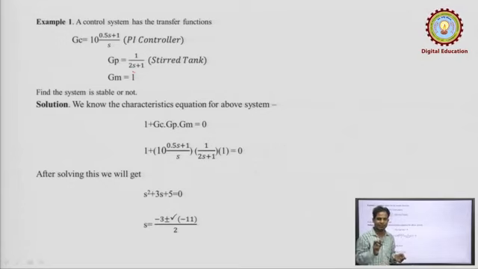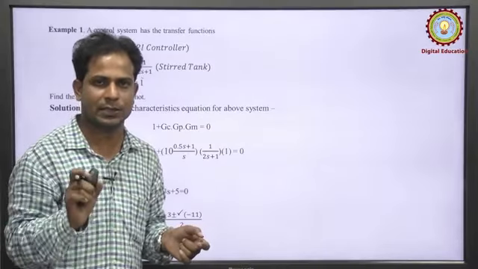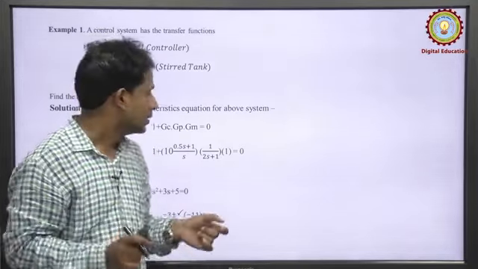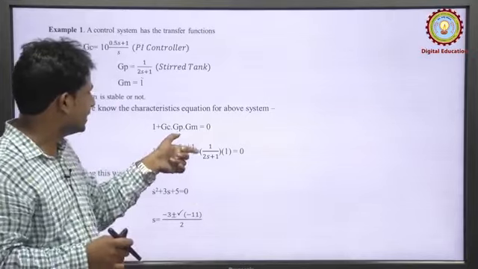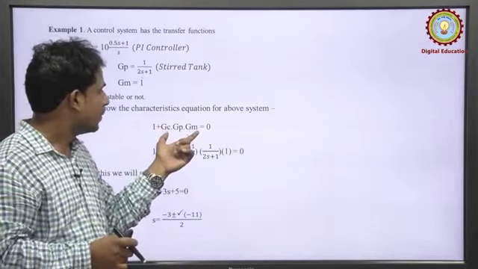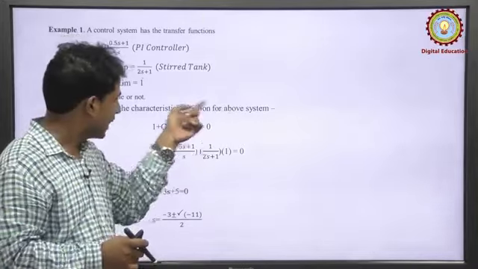The characteristic equation will be the same for servo problem and for regulator problem. There is no change in either of them. In both cases the characteristic equation will be the same. So, 1 plus Gc Gp Gm equal to 0. What is Gc Gp Gm? That is basically G open. So, that is the characteristic equation.